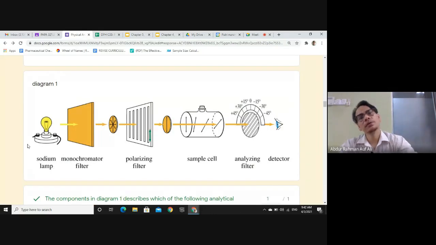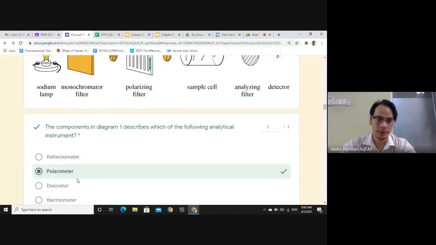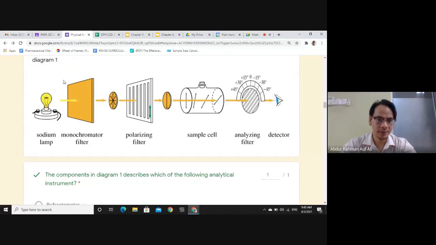Next question will be based on this diagram. The question is, the components in diagram 1 describe which of the following analytical instruments? So the answer is Polarimeter. So these are the parts, the components of a polarimeter. So let us go to the lecture note.